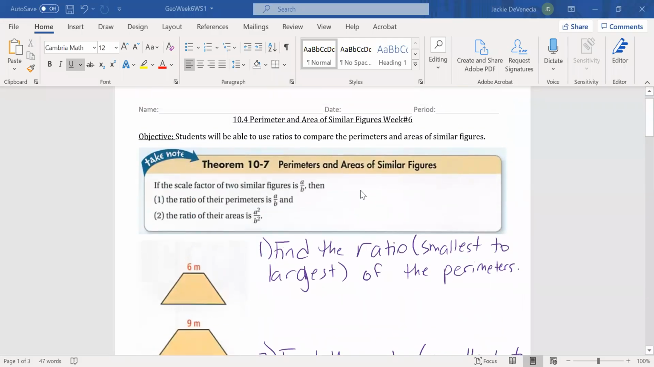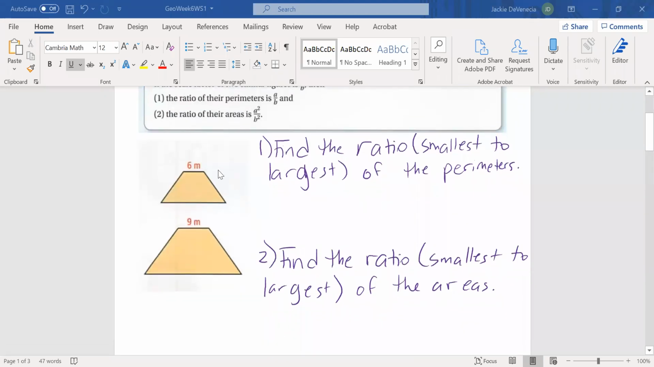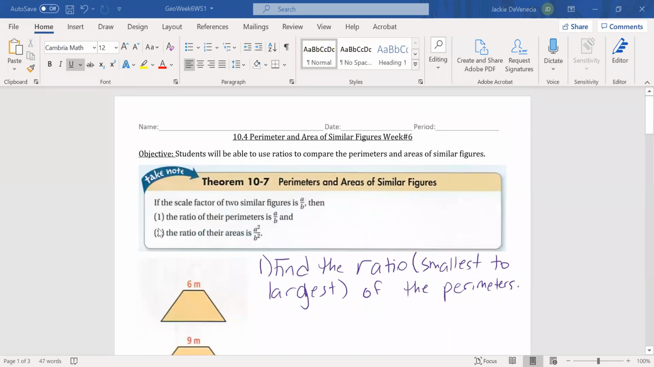Okay, so today we're going to be looking at perimeter and area, but this time with similar figures. So again, similar figures, they're going to look a lot like this. There are two figures that are the same shape, but they're different sizes. So this one is smaller than this one. So this trapezoid is smaller than this trapezoid.